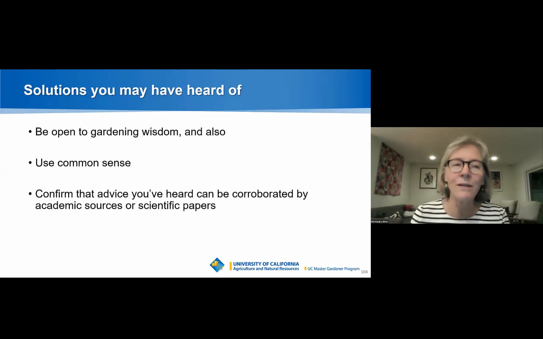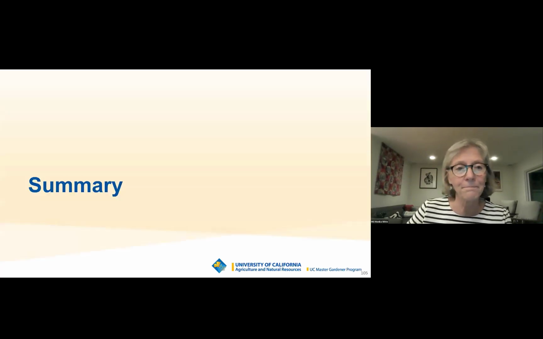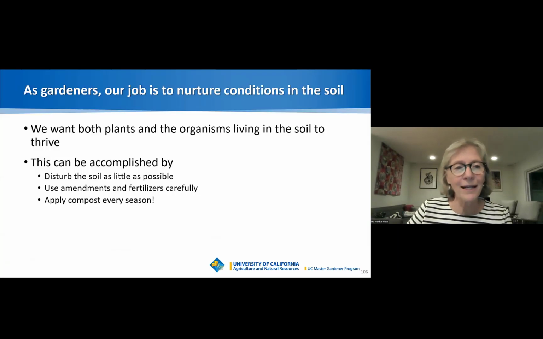The conclusion to be reached here is that you can be open to gardening wisdom, but also use common sense and confirm that any advice that you've heard can be corroborated by academic sources or scientific papers. So in summary, our job as gardeners is to nurture the conditions in the soil. We want both the plants and the organisms living in the soil to thrive. And this can be accomplished by disturbing the soil as little as possible, using amendments and fertilizers carefully, and applying compost every season.